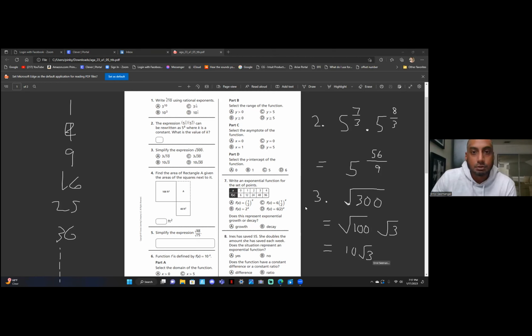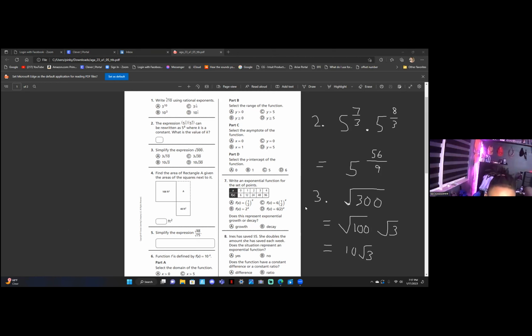So the idea on those types of questions is just ask yourself what the biggest perfect square is, break it into two of them, and then simplify. What is it? Sorry, 10 root 3. That's B, B as in boy. Okay, there's 2 and 3, right?